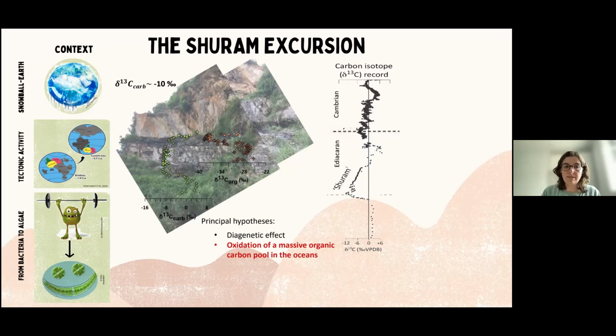So to get a better idea about the Shuram, it's important first to understand the geological and biological context that led to this excursion. During the Neoproterozoic era, three different global glaciations took place. These global glaciations mean that the Earth was completely covered by ice, and they are usually known as the snowball Earth.